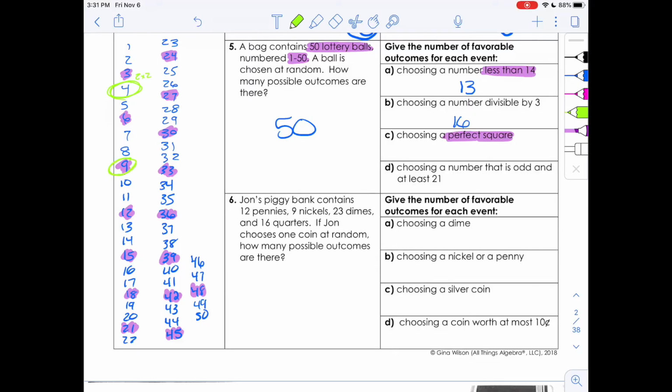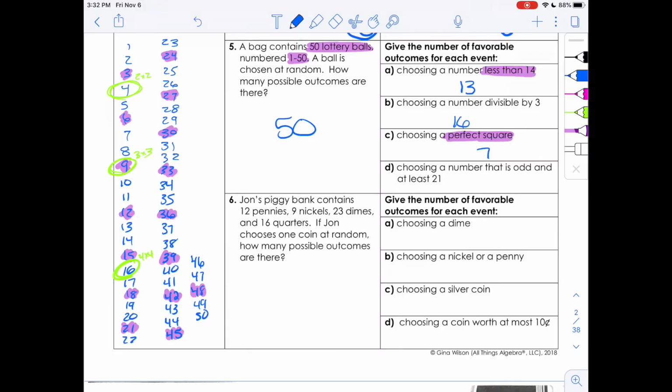Another perfect square is 9 because 3 times 3 is 9. Another perfect square is 16 because 4 times 4 is 16. So again, this is a new concept that you're not going to see a lot. You're not going to see that on a quiz or a test because we haven't talked about perfect squares before. But if we went through that list, we would find that there are 7 perfect squares from our list over on the left. And then the last one is choosing a number that is odd and at least 21.